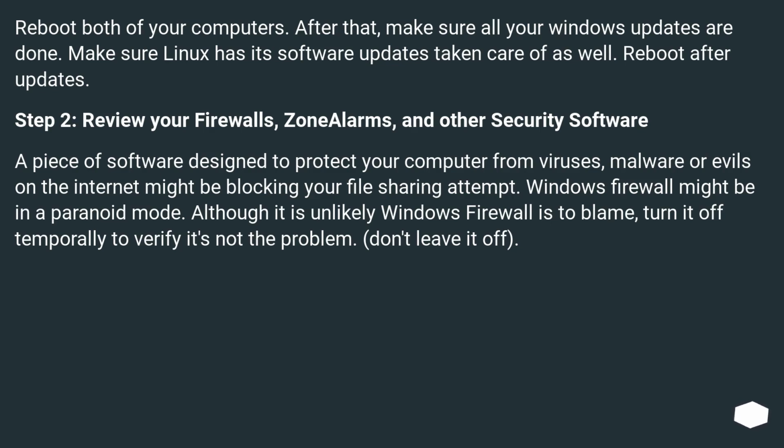Step 2. Review your firewalls, zone alarms, and other security software. A piece of software designed to protect your computer from viruses, malware or evils on the internet might be blocking your file sharing attempt. Windows Firewall might be in a paranoid mode. Although it is unlikely Windows Firewall is to blame, turn it off temporarily to verify it's not the problem. Don't leave it off.